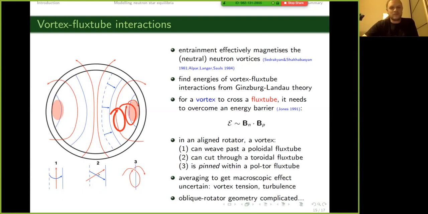So then, even if one has a handle on how the problem works in the aligned rotator case, one then wants to tilt the whole vortex array with respect to the flux tubes and deal with that. So it's hard. But on the other hand, there's good motivation for trying to do it.